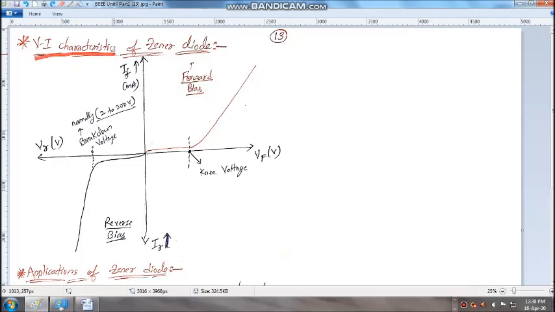VI characteristics of Zener diode. We discussed that the Zener diode will perform similar to a PN junction diode in forward bias condition. So in forward bias condition, the plot will be similar to the normal PN junction diode. The voltage will be the same value, which is 0.7 volts for a silicon based diode and 0.3 volts for a germanium based diode in forward bias.